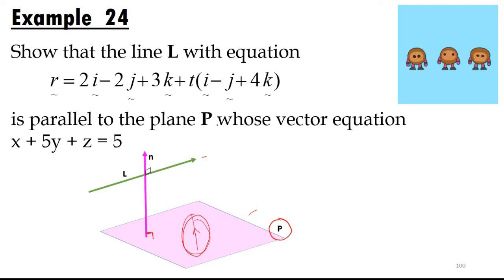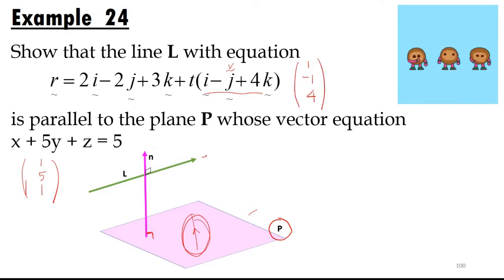Okay. So, apa yang awak perlu dotkan? Dotkan normal. Okay, normal dekat sini is 1, 5, 1. Okay. And dotkan dengan yang mana? Depan atau belakang? Ingat, kita nak dotkan mesti dengan V. Okay, kita akan dotkan dengan yang belakang. 1, negatif 1, 4. Sebab ini yang direction vector awak.